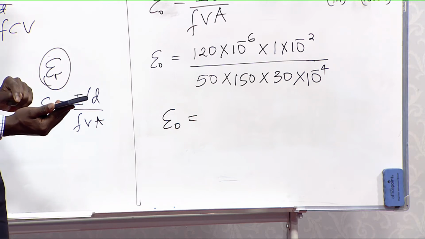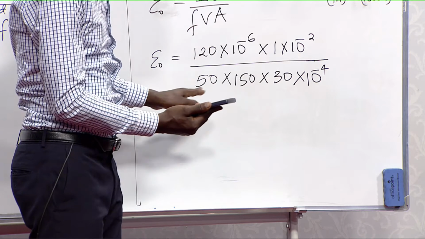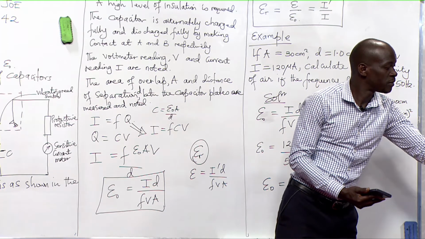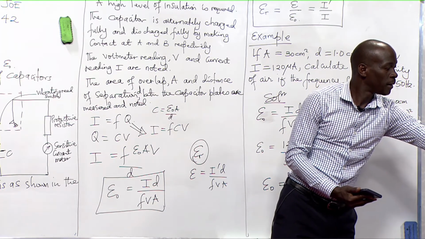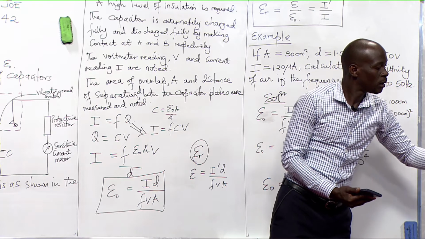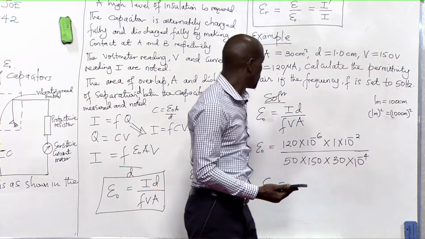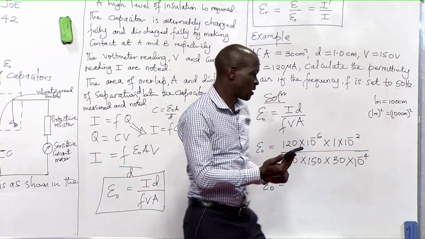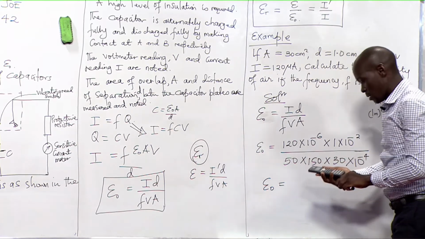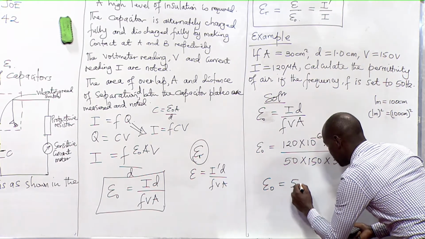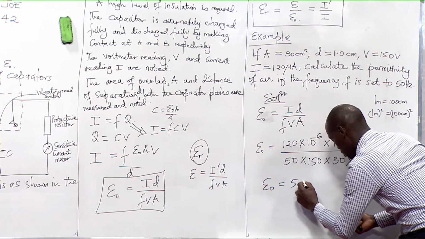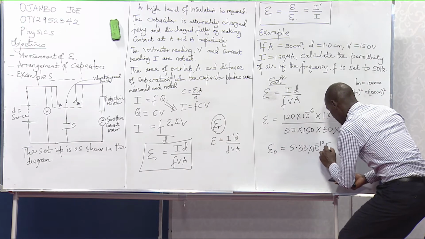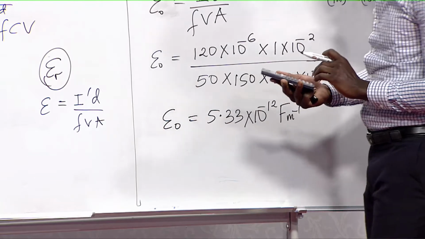That has given us... is there anything we have left out? The frequency is there. And what else do we have? Okay. Well, that is what we have. What answer do you have, my candidates? I have an answer which is 5... it is a bit low. 33 exponent negative 12. That is farad per meter. But we can cross-check and see.